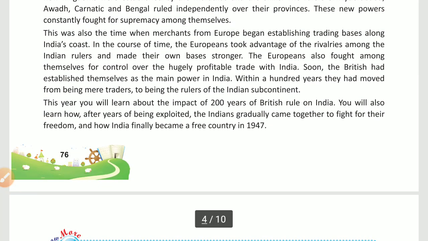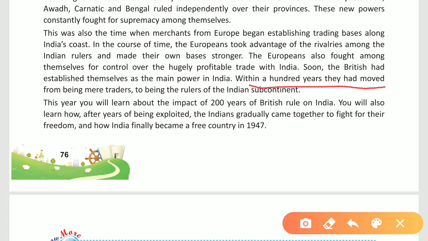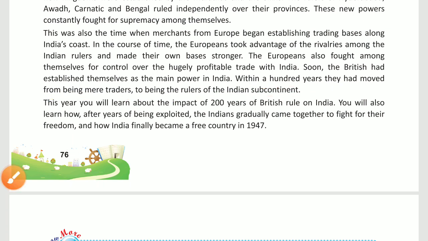Second paragraph. This was also the time when merchants from Europe began establishing trading bases along the Indian coast. In the course of time, the Europeans took advantage of the rivalries among the Indian rulers and made their own bases stronger. The Europeans also fought among themselves for control over the hugely profitable trade with India. Soon the British had established themselves as the main power in India. Within 100 years, they had moved, very important line, from being mere traders to being rulers of the Indian subcontinent.